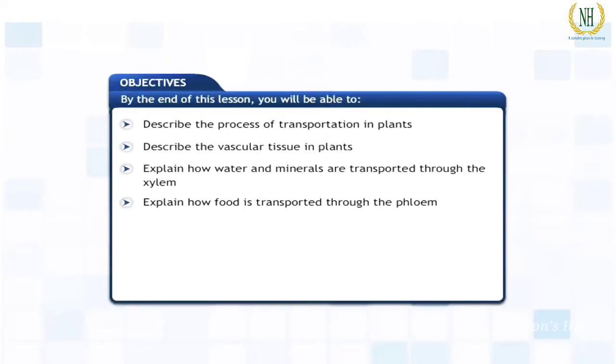By the end of this lesson, you will be able to describe the process of transportation in plants, describe the vascular tissue in plants, explain how water and minerals are transported through the xylem, and explain how food is transported through the phloem.